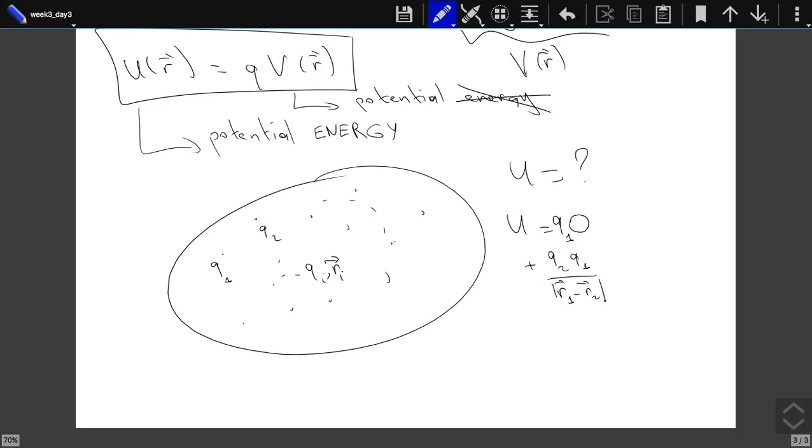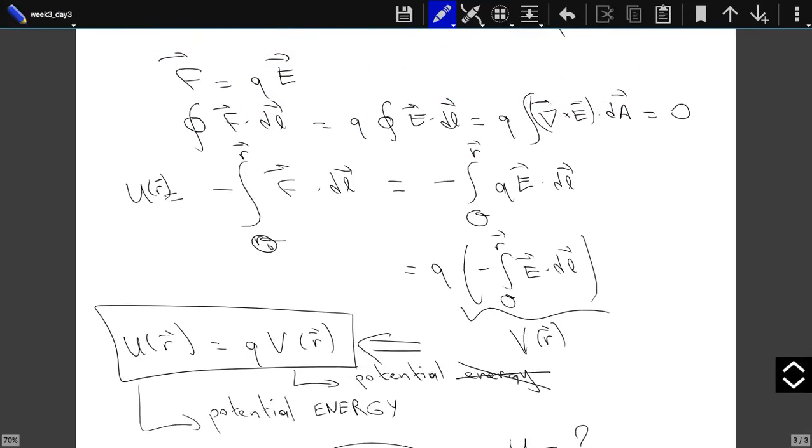Because we have Q1, which is creating a potential now. And at the position of R2, the potential created by this Q1 is Q1 over R1 minus R2. You see, look at this expression over here. Now, V is the potential at the point R created by other charges in the system, not by Q, but the other charges that are already existing in the system.